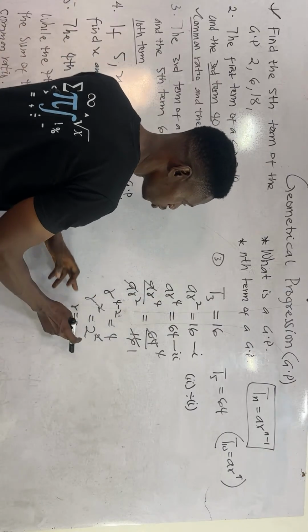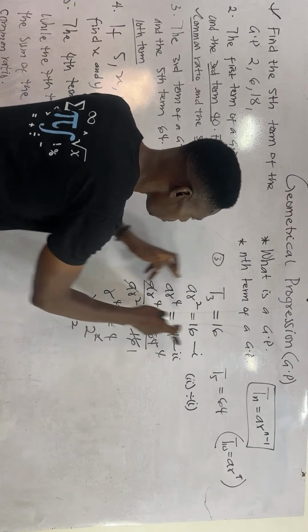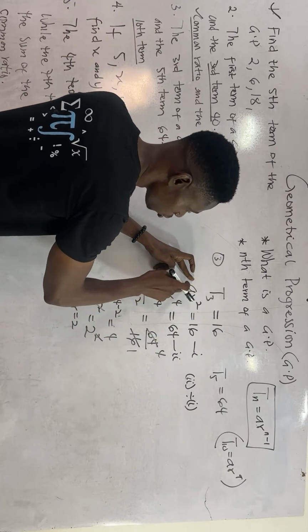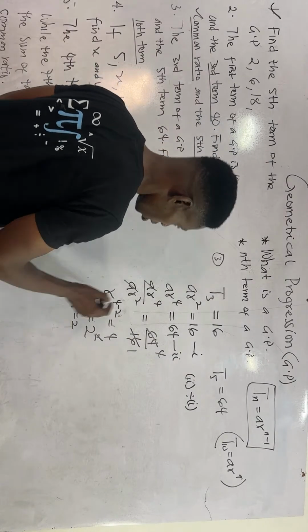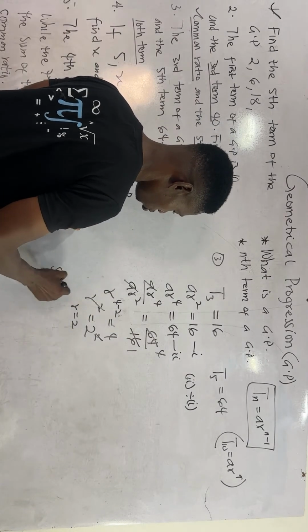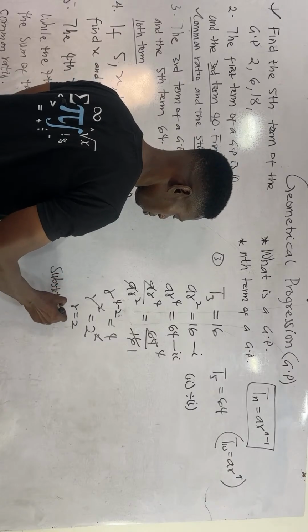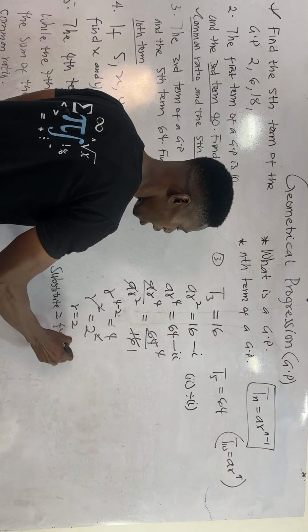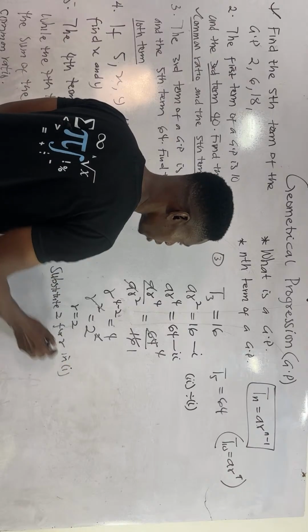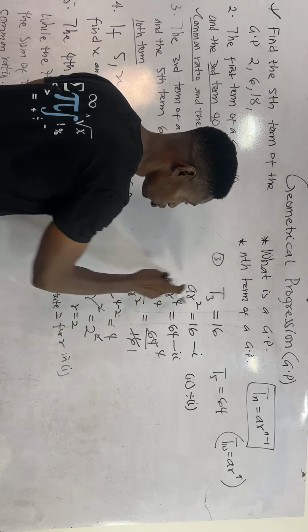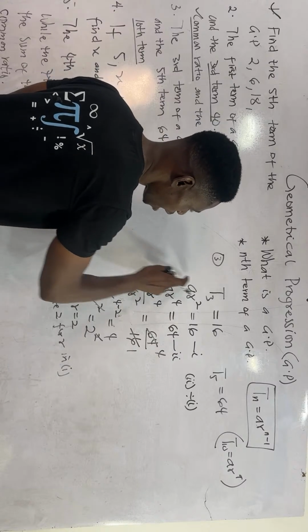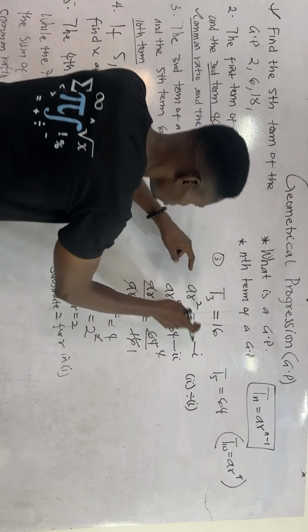Now that we've known R to be 2, we can bring this R back to this equation and use it to find A. So substitute 2 for R in equation 1. So we're coming back to equation 1. Now, anywhere we see R, we're going to put 2 because the R is the same in both cases. So let's bring equation 1 down.